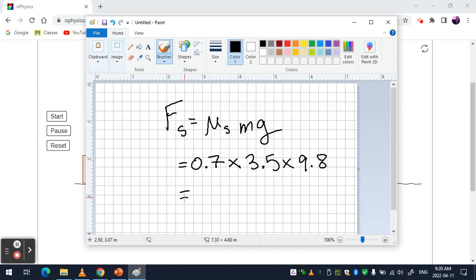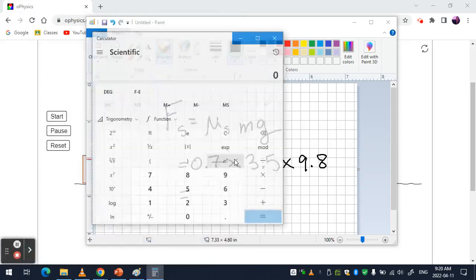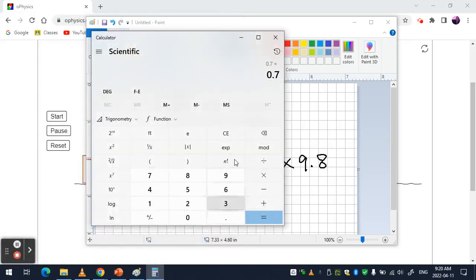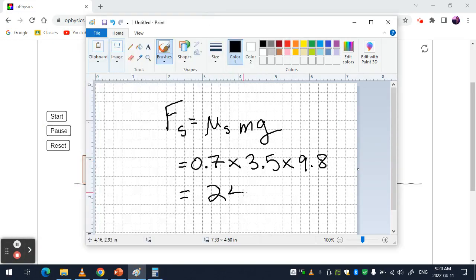9.8. Okay. Someone do this as well with me just to check that my answer is correct. 0.7 times 3.5 times 9.8. How much? 24.01. So that means what? If I push with 23 newtons, is that going to be enough to move it? How about 24, technically? No. 24.01. Technically still not, because you just canceled. Anything more, we'll get it to what?